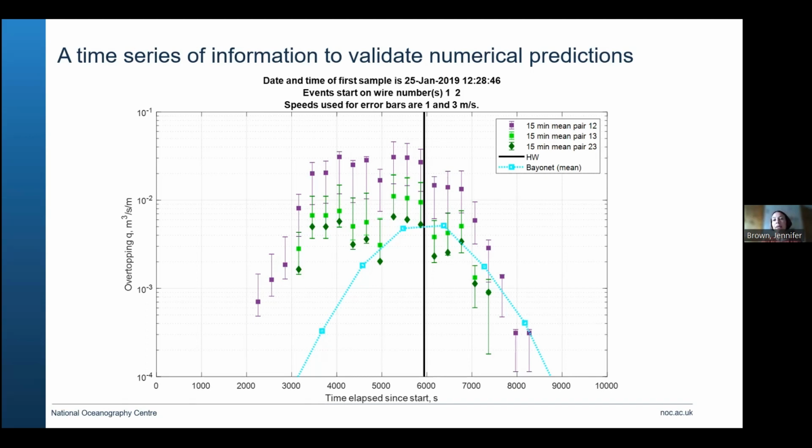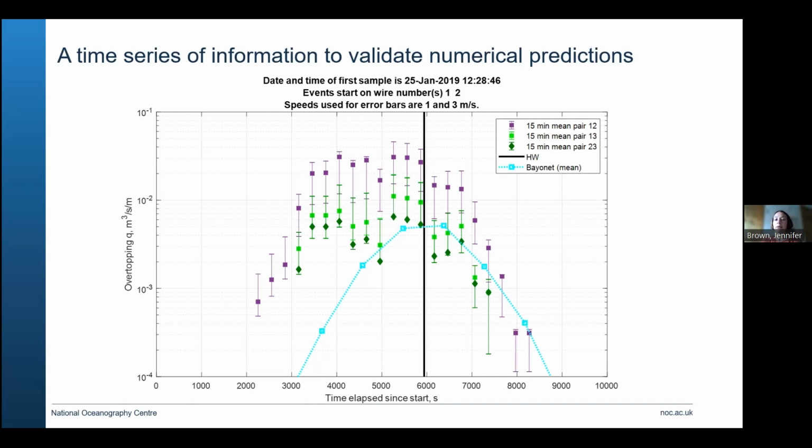The squares are showing the predictions by wire wall. So the purple is the wires very close to the edge of the seawall, and the green points are the wires just inland of the railing. So we think the point of the railing is the best point to compare observations with numerical predictions. And that's because we know at the railing, the water is crossing the edge of the seawall and is posing a hazard to the pedestrians.